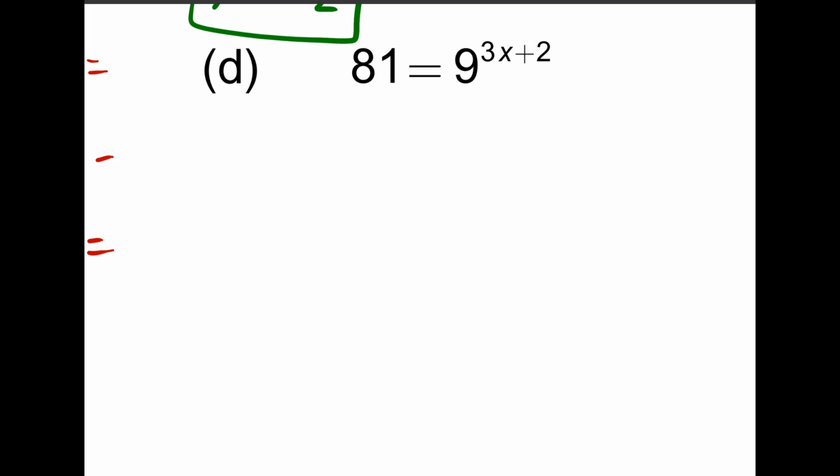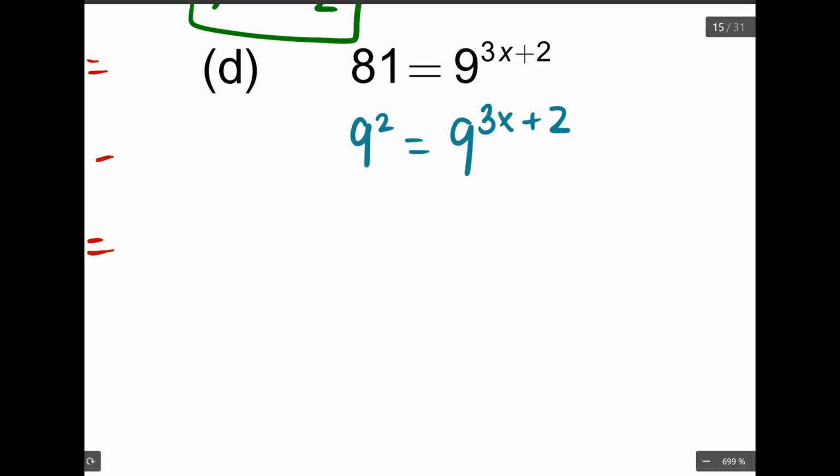All right, Lily. So instead of 81, write 9 squared equals 9 to the 3x plus 2, and then you subtract the 2 for the x to be alone, and then you divide by 3.